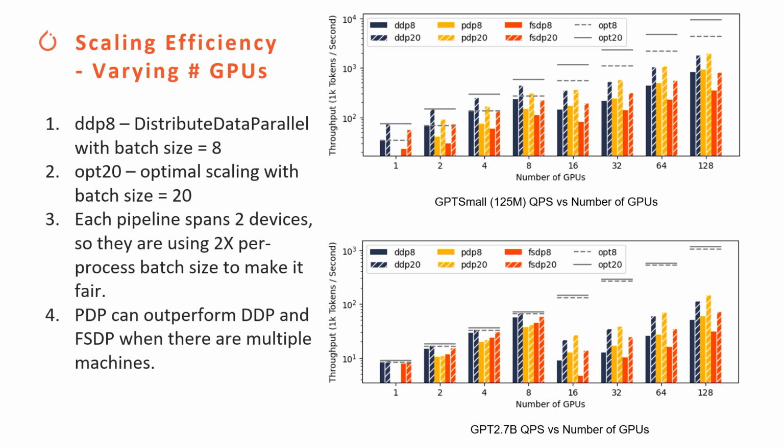And the third observation is that using multiple machines, PDP can outperform DDP. In this figure, it is more visible for the GPT 2.7 billion one. You can see that the yellow bar is taller than the blue bars when using 16 GPUs.